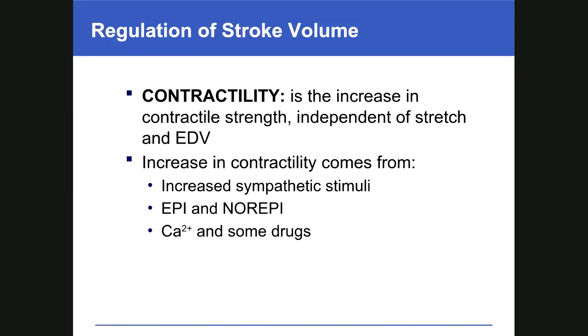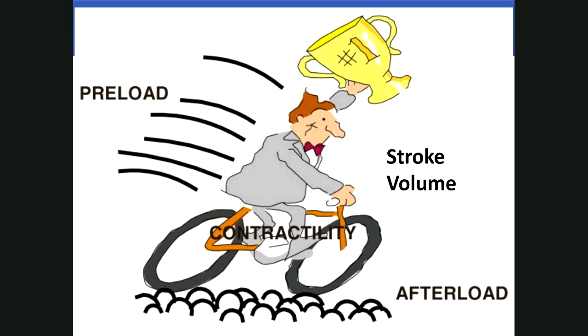So increased sympathetic stimulus, also epi and norepi. And then there's also drugs, medicines that increase the amount of calcium in the muscle cells. So, think you can remember this?